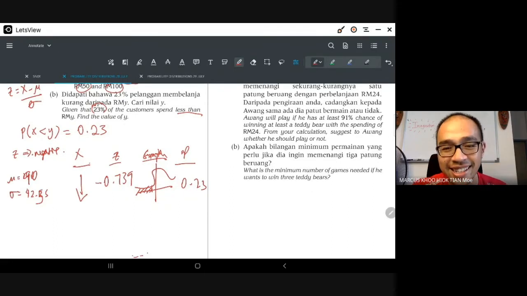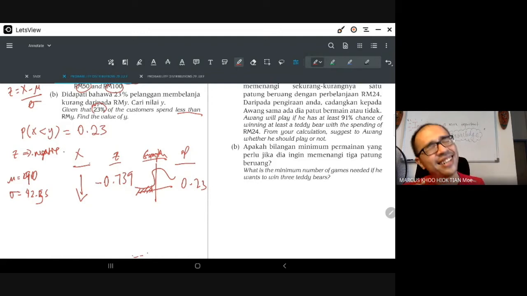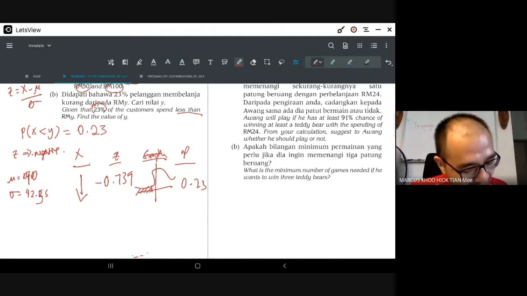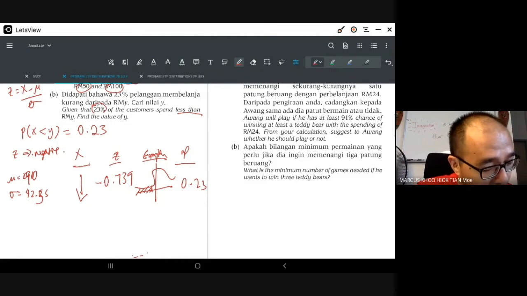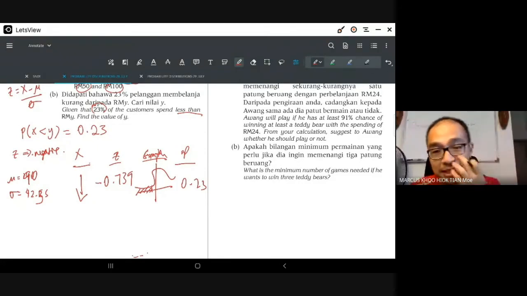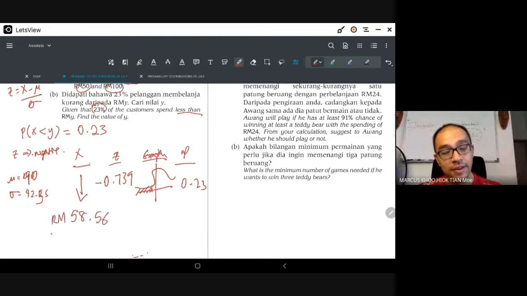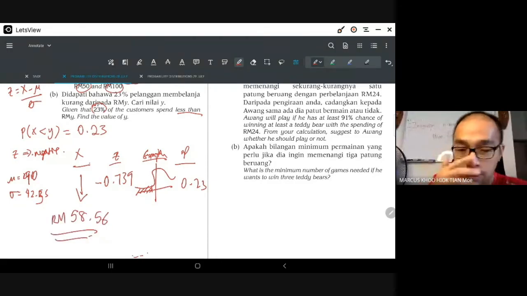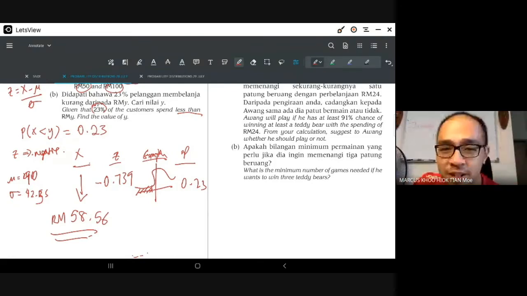Multiply negative 0.739. Yeah, I need rest. Okay. Negative 0.739 times 42.55 plus 90 is 58.56. Oh dear. Okay, 58.56 RM. The value of Y will be 58 ringgit and 56 cents. Yeah, maybe Sean is right. Maybe I need rest. I did it all. Maybe I need to stop answering probability distribution questions.